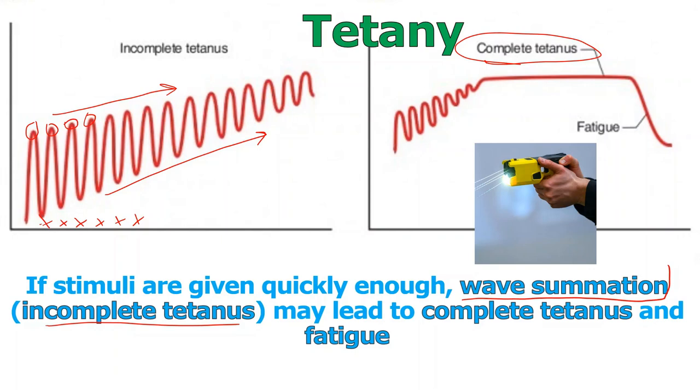And that will, of course, at some point lead to complete fatigue of the muscle. Think about somebody getting shot with a taser and how their muscles kind of lock up temporarily and they fall to the ground because they can't control their muscles any longer. This is an example of complete tetanus.